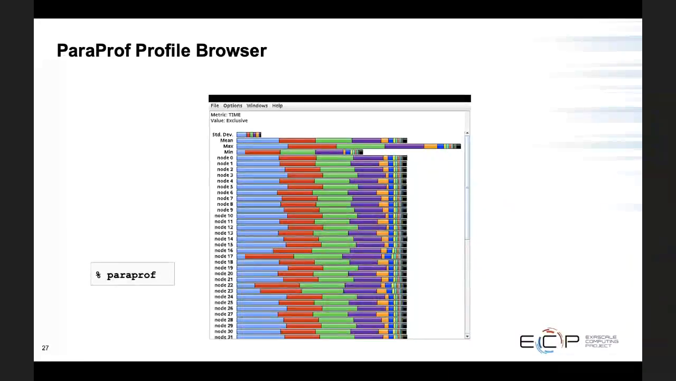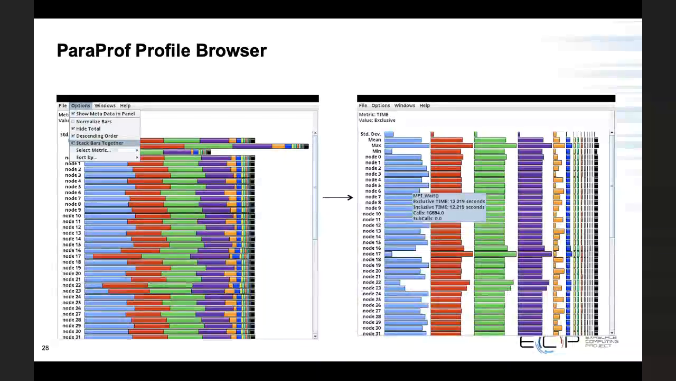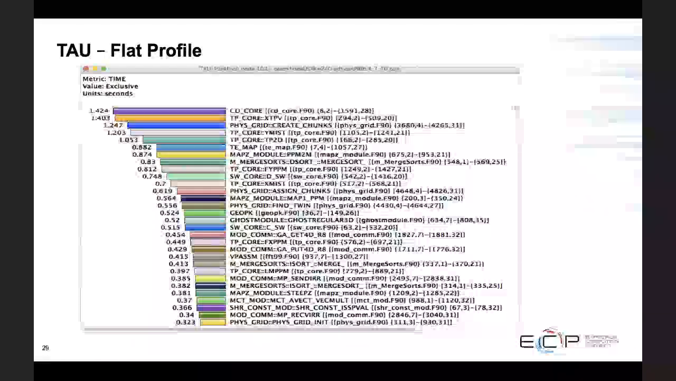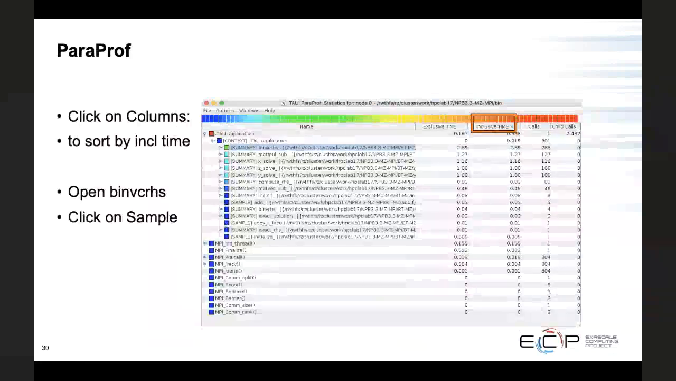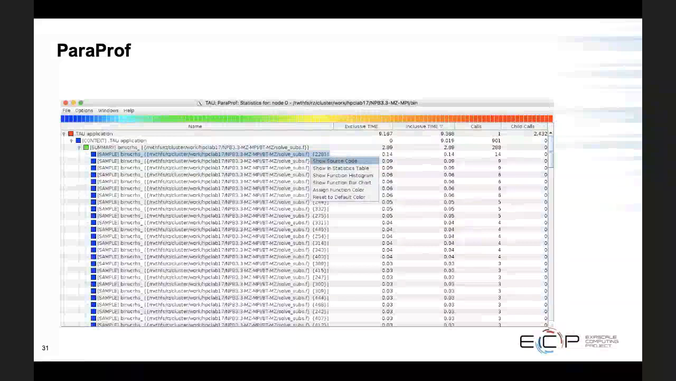So ParaProf is the browser that I described. You can even stack these bars together so each function has its own space and look at the time spent in a particular thread of execution. This is a flat profile. And here I am showing the thread statistics table. You can sort by clicking on those columns. You see the source code over here and see how much time is being spent.